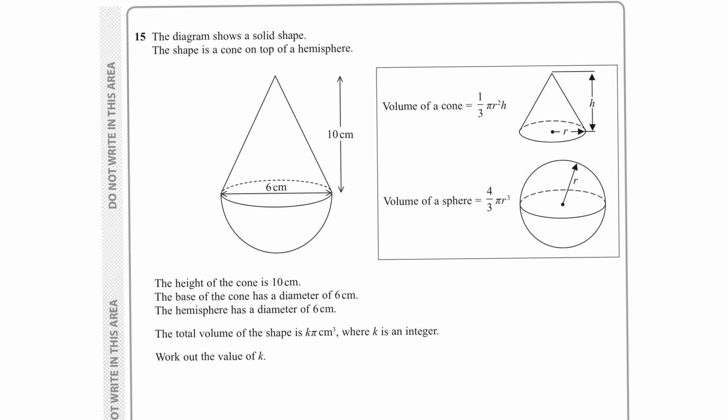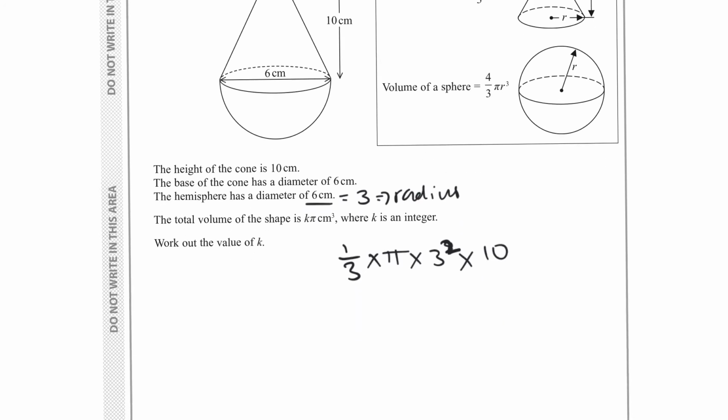So the volume of the cone, they've been kind enough to give us the formula, so let's substitute in the values. They've given us the hard part. It will be 1/3 times pi times radius squared. Our radius is half of the diameter, which is 3. So it will be 3 squared times our height, which is 10. I've put 3 cubed. So our 3 squared is 9. 1/3 of 9 is 3. And then 3 times 10 would be 30. So we got 30 pi for our cone.